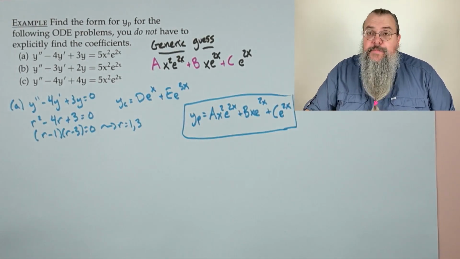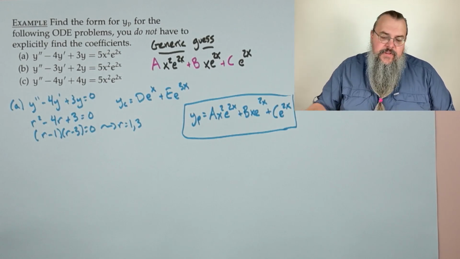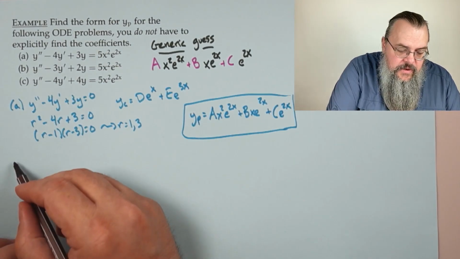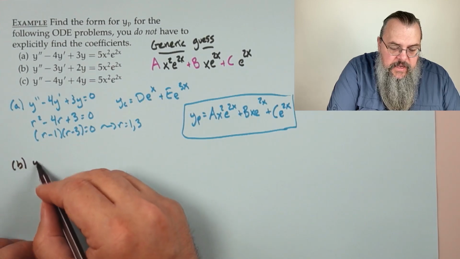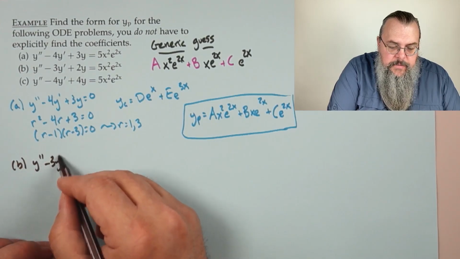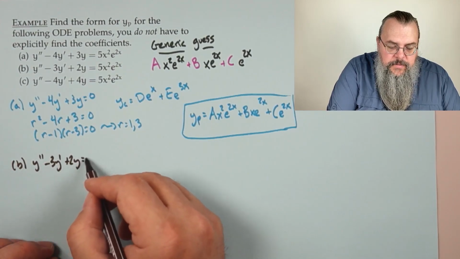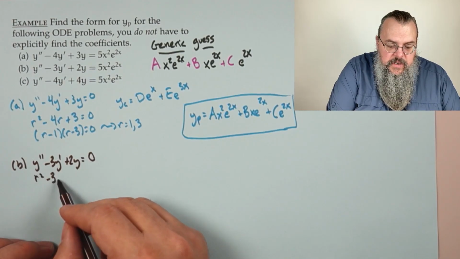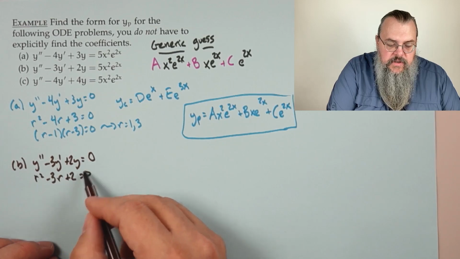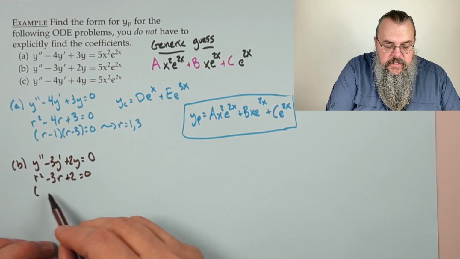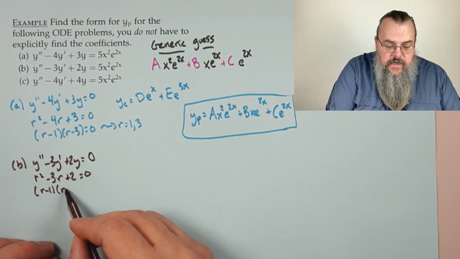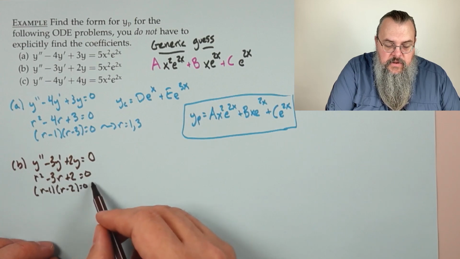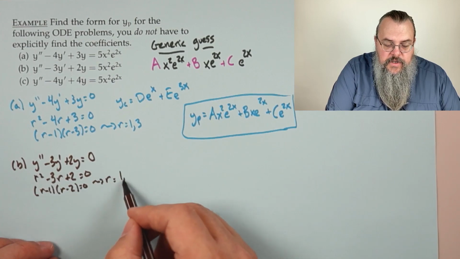Now let's do part B. Okay, so similar process. We just are going to run this again. Y double prime minus 3y prime plus 2y. We're doing the homogeneous part, so we set it equal to 0. Turn it into algebra: r squared minus 3r plus 2 equals 0. Factor it: r minus 1, r minus 2. We're saying our roots are 1 and 2.